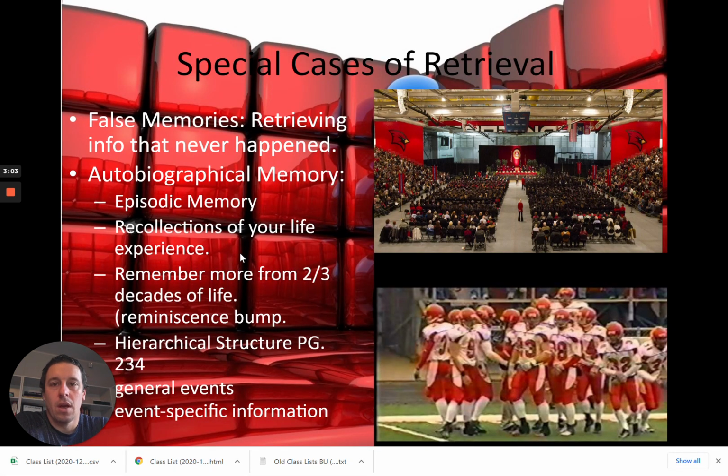There we go. So we're going to look at special cases of retrieval. Okay, one of these things that are called false memories is the first one. Okay, a false memory is you retrieve information out of your brain that really never happened.